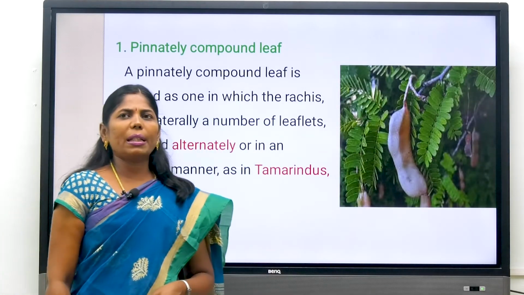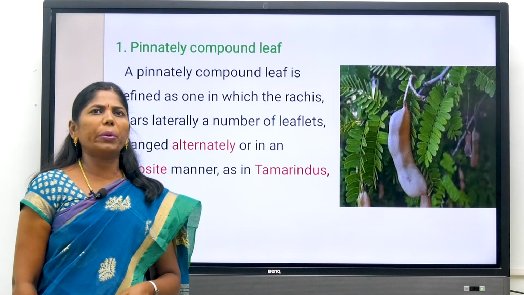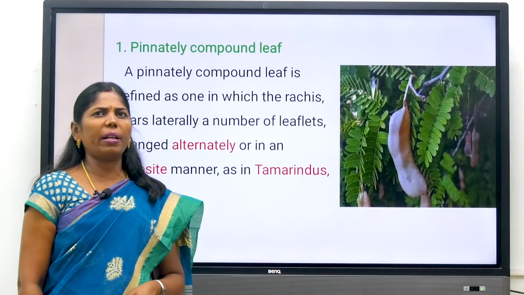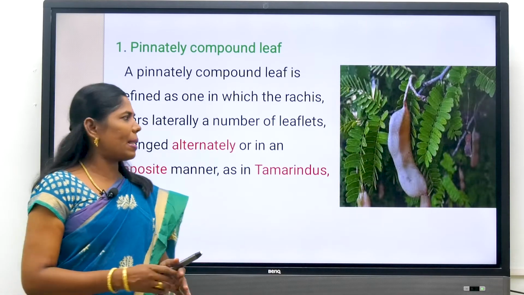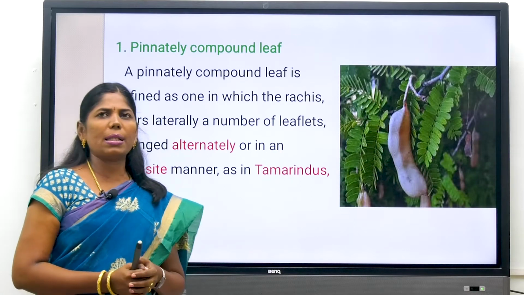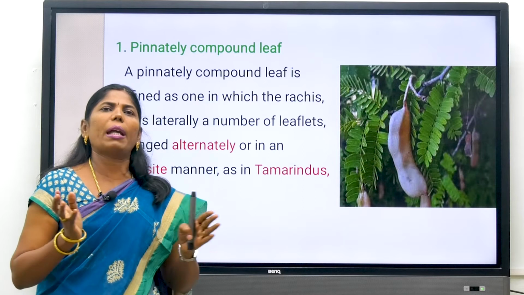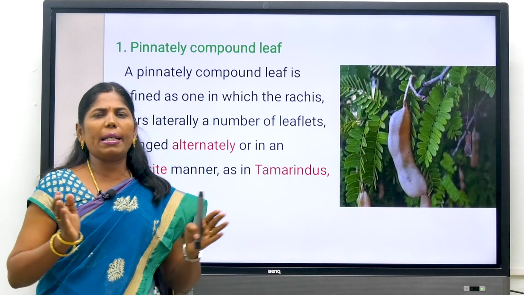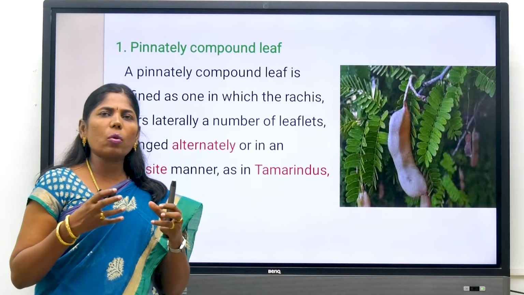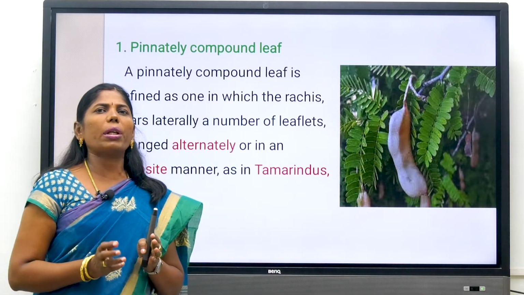So based on that, it is divided into pinnately compound leaf. Another one is a palmately compound leaf. A pinnately compound leaf is defined as one which has a main rachis. From the main rachis, the lateral rachis, that is from the primary rachis, secondary rachis and tertiary rachis, arise. So we can see so many leaflets there. The rachis arise in an alternate condition.